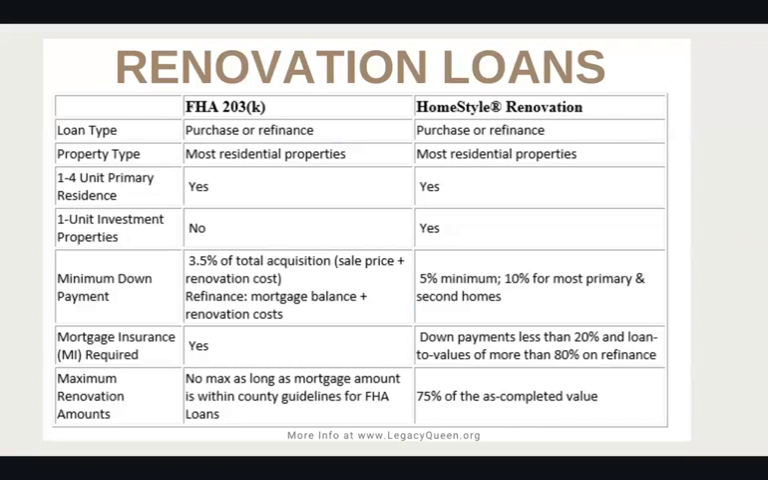Now, a second home is not like a rental investment property. A second home is like your beach house, like you actually plan to live there. You're not using it as an investment product. If it's an investment property, then you still need to do your 20% down.